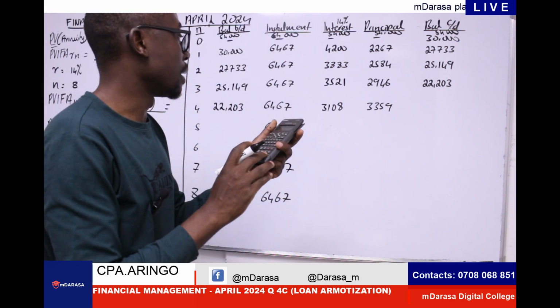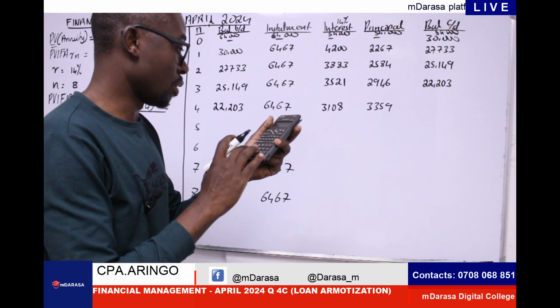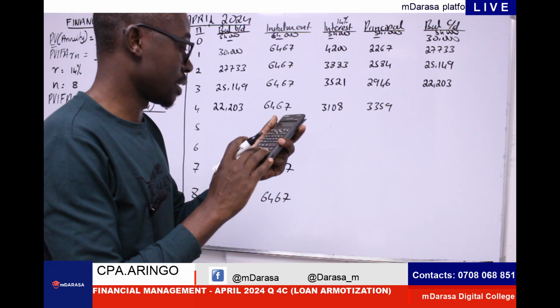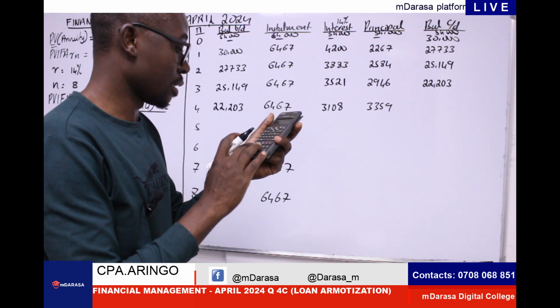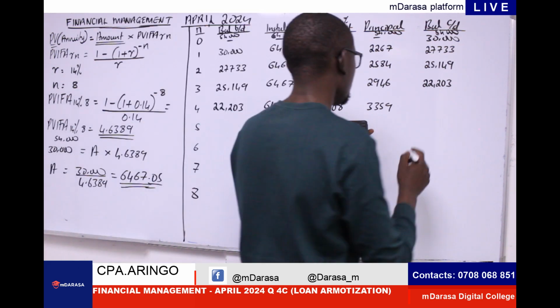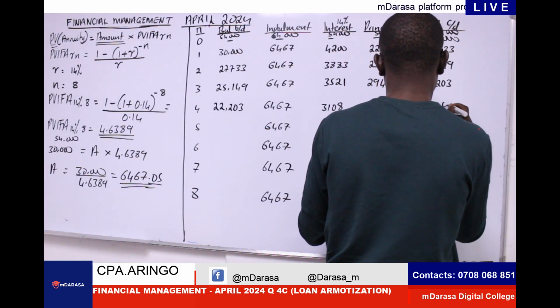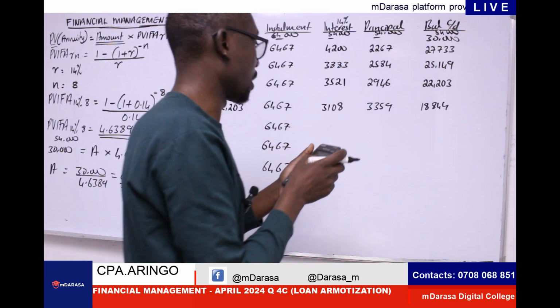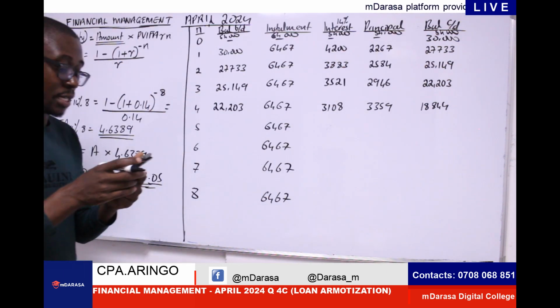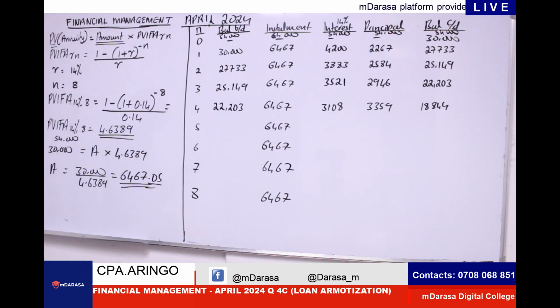and therefore closing that period I'll be having 22,203 minus 3108, 3359. So this should give us 18,844. Believing that we are on the same page.